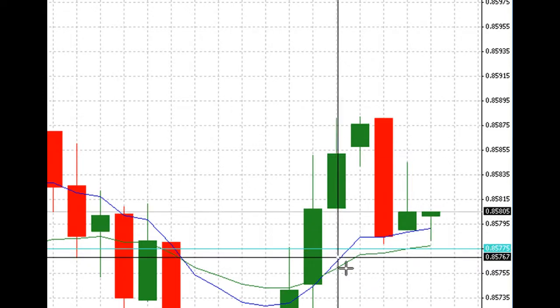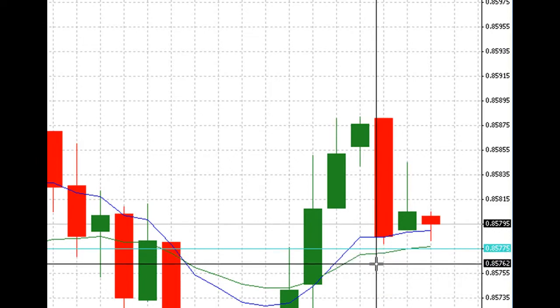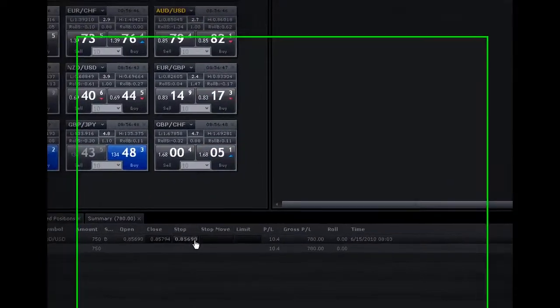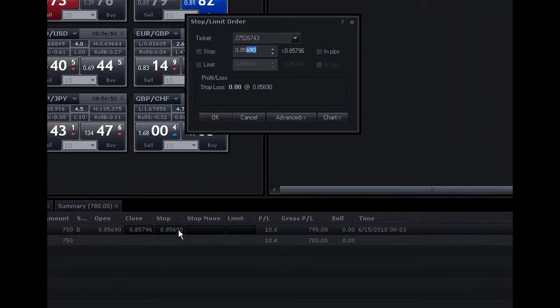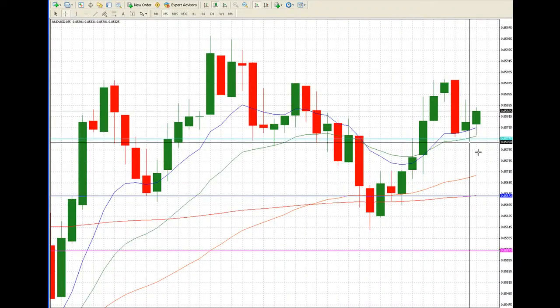So we'll put our stop at, let's say, 75. And if we want to put our stop at 75, then we need our sell to be at 74. So let's put our stop to sell at 74, and click OK. So our stop has now changed to 74, and let's wait to see what the market does.